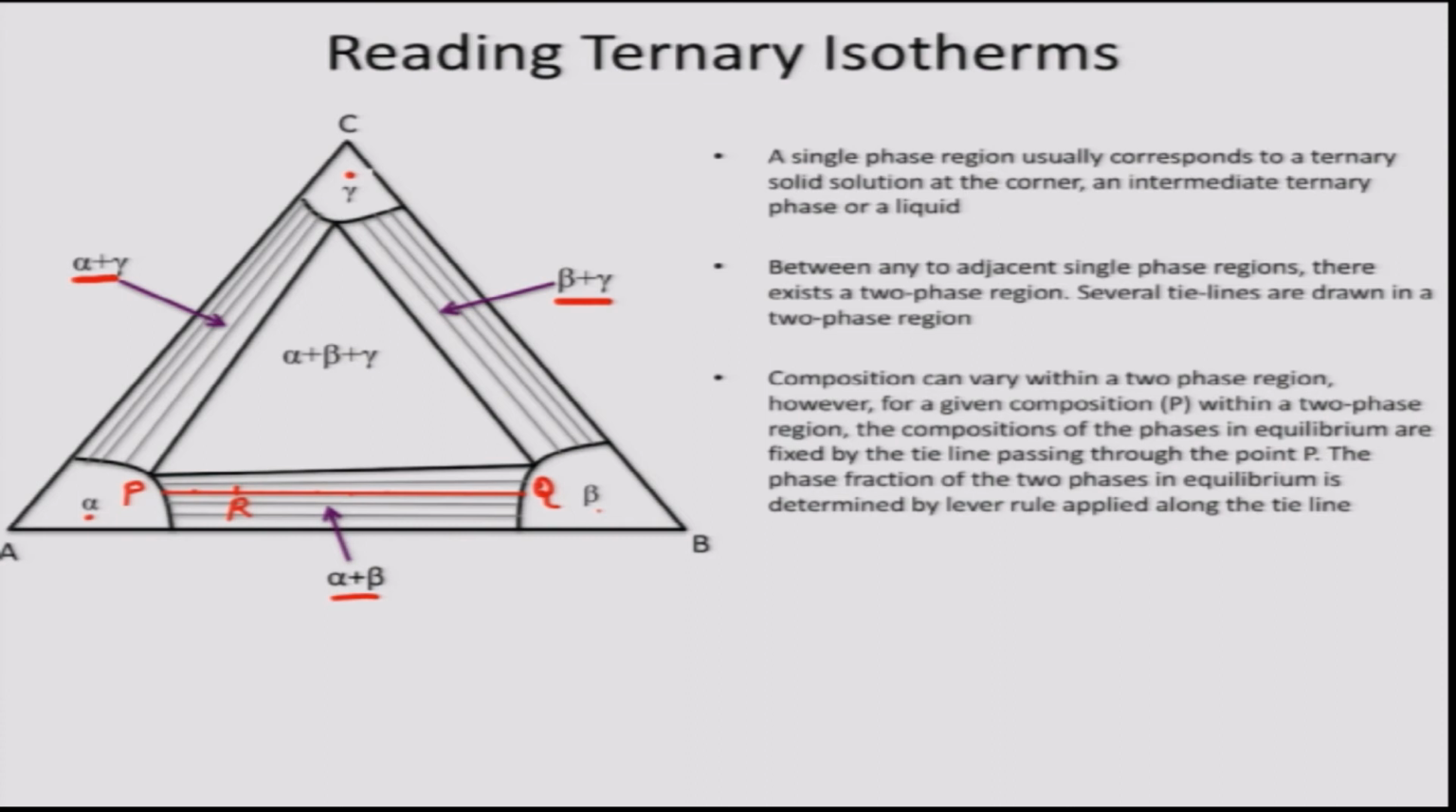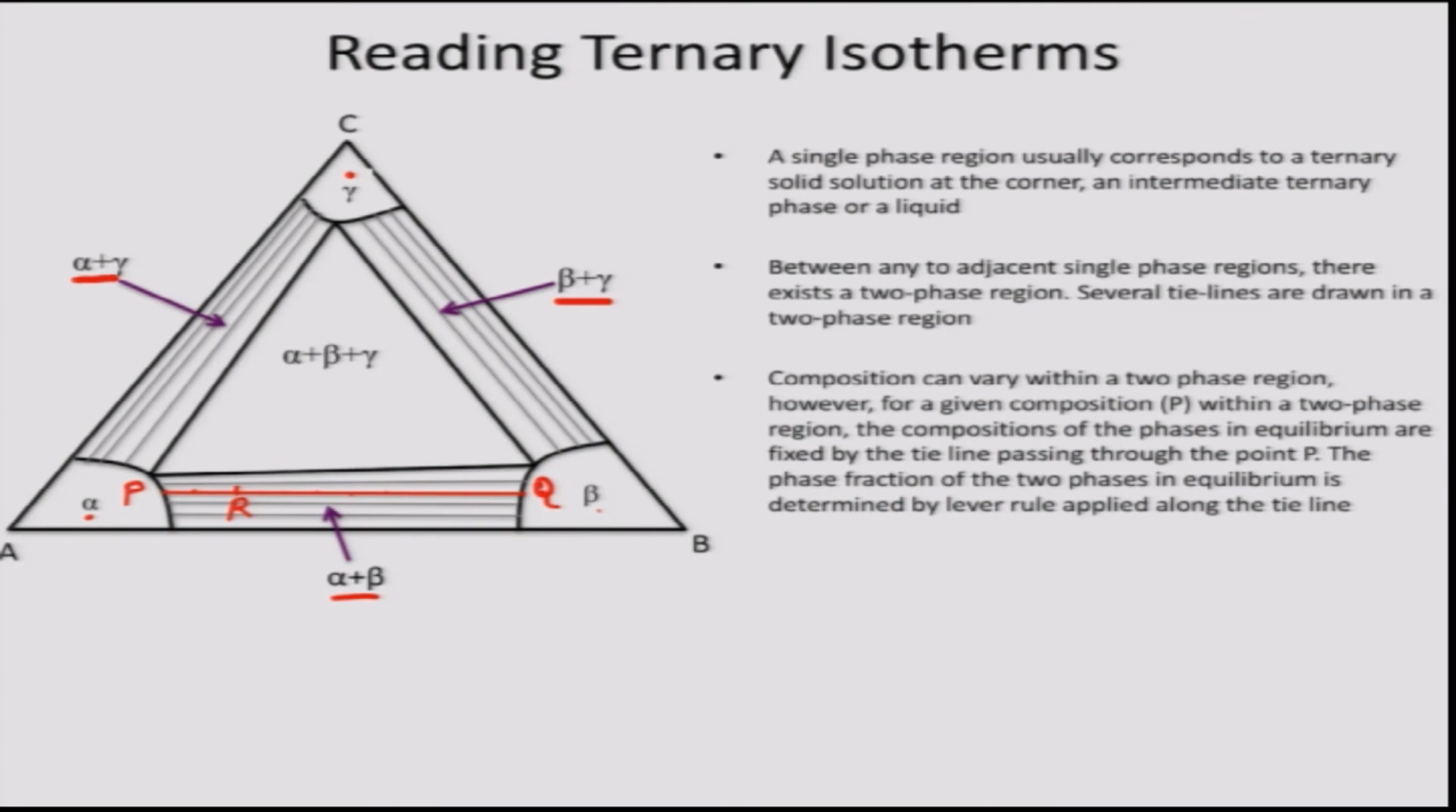The only thing that changes are the phase fractions of alpha and beta, and we can find the phase fractions by applying the lever rule. So, if I want to find the phase fraction of alpha at composition R, it would simply be F alpha equal to QR over PQ, and the phase fraction of beta would be length PR over length PQ.